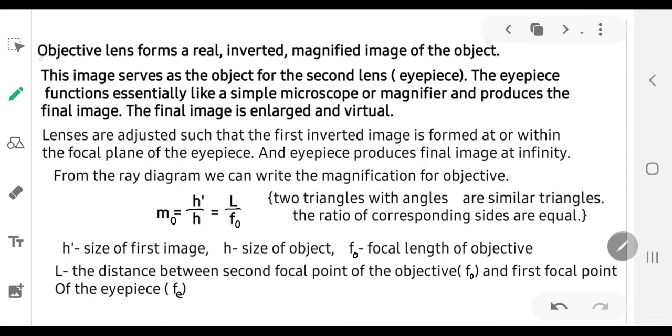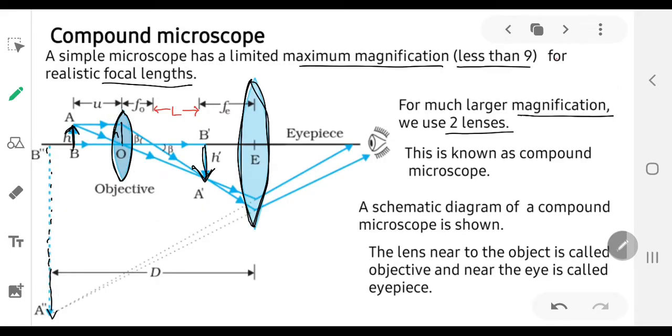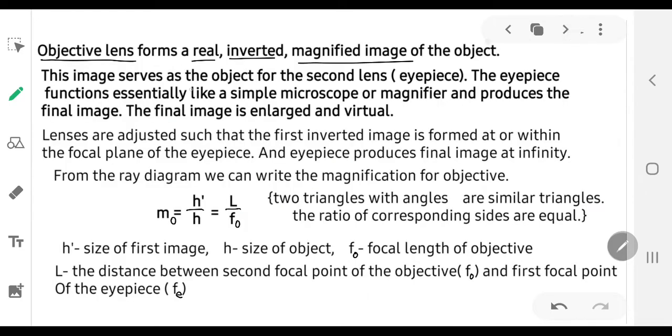Here, the objective lens forms a real, inverted and magnified image of the object. So this is the objective lens which is placed in front of the object. It is going to produce a real image, inverted and magnified compared to the object. Now this image is going to be the object for the second lens, which is nothing but the eyepiece.